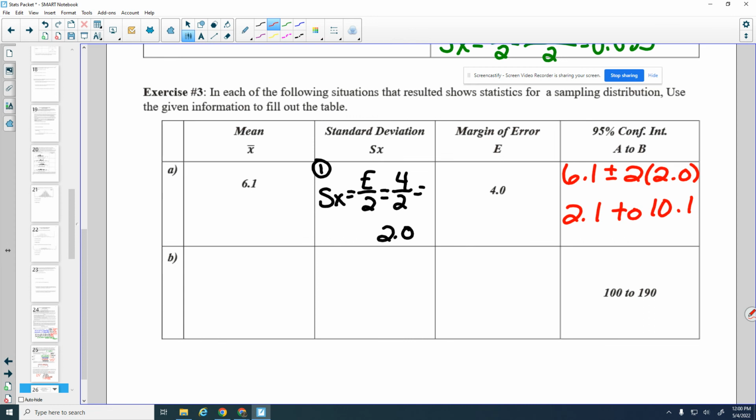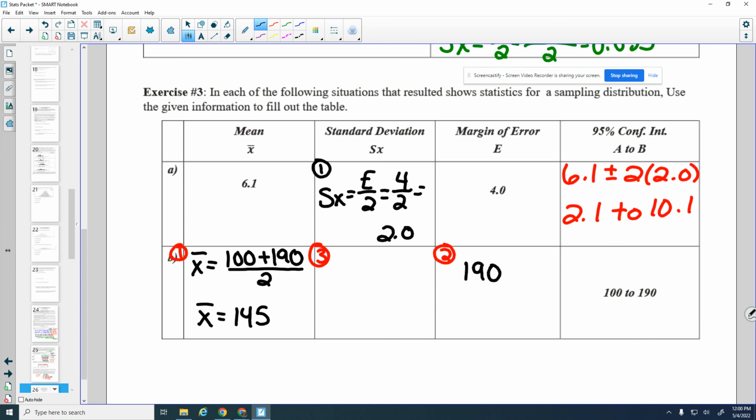The second one, we're starting from the confidence interval and we're working backwards to find the other information. The first thing I'm going to find is the mean, and the mean is the average of the two sides of the confidence interval. So I add them together and divide by 2. So the mean here is 145. Next, I'm going to calculate my margin of error. So this was the first thing I did, this was going to be the second, and that's going to be the third. For margin of error, we go from the side of the confidence interval, which is 190, and we subtract the mean. So that's going to give me the error is 45. And then for number 3, we're going to take the margin of error and divide by 2, which is 22.5. So that's our standard deviation.